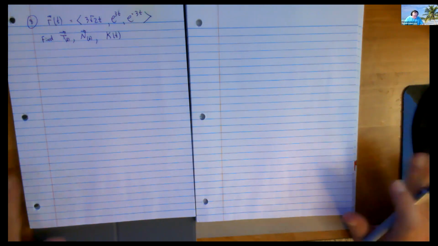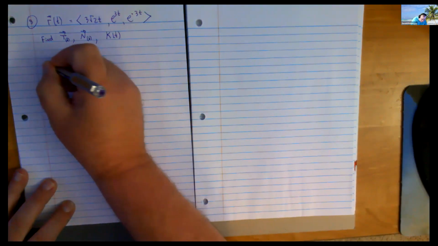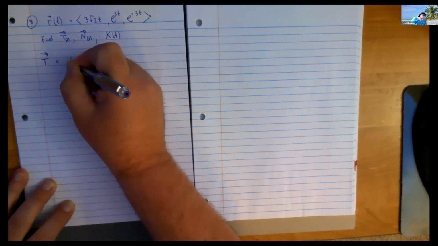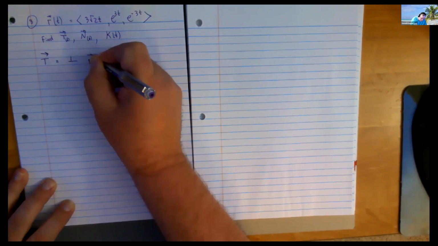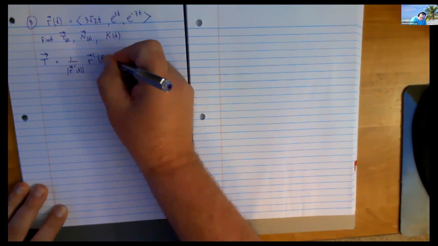So order is interesting. Which one shall I do first? I'll do it in the order they ask. Now, let's find the unit tangent. The formula for the unit tangent is that you find the first derivative of your space curve and you make it a unit vector by doing this to it. So that's where I'm going to go first.